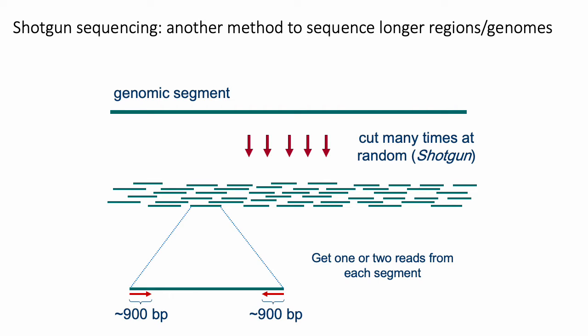And the idea is that for each one of these small pieces, you can do, for example, paired end sequencing. We'll talk about paired end sequencing with Illumina later. But basically, for each smaller fragment, you can generate one or two reads from either end of these smaller fragments. And then once you sequence these smaller fragments, you can piece them back together and get the original genomic segment.